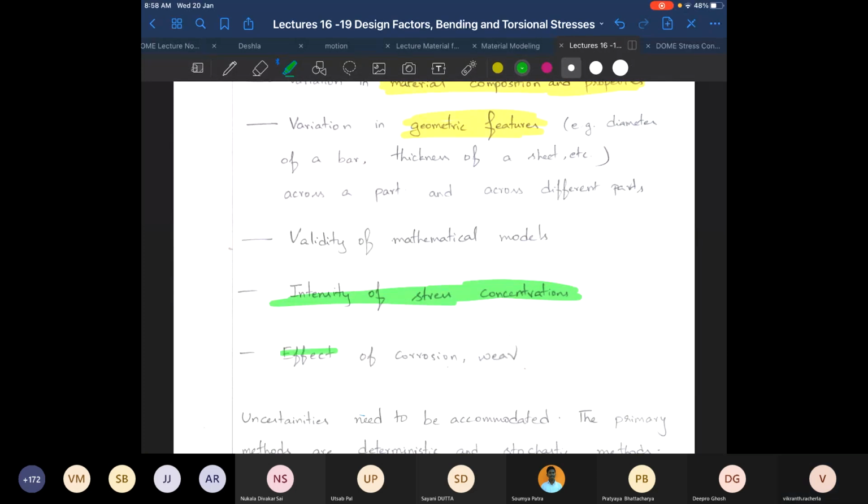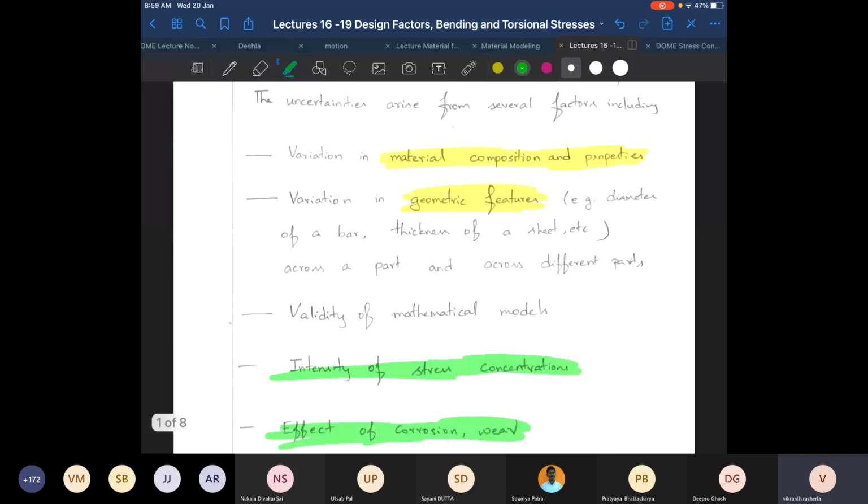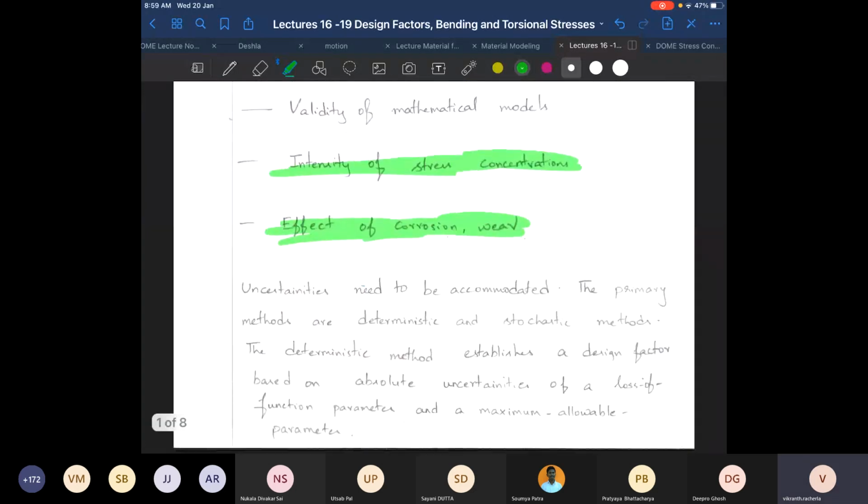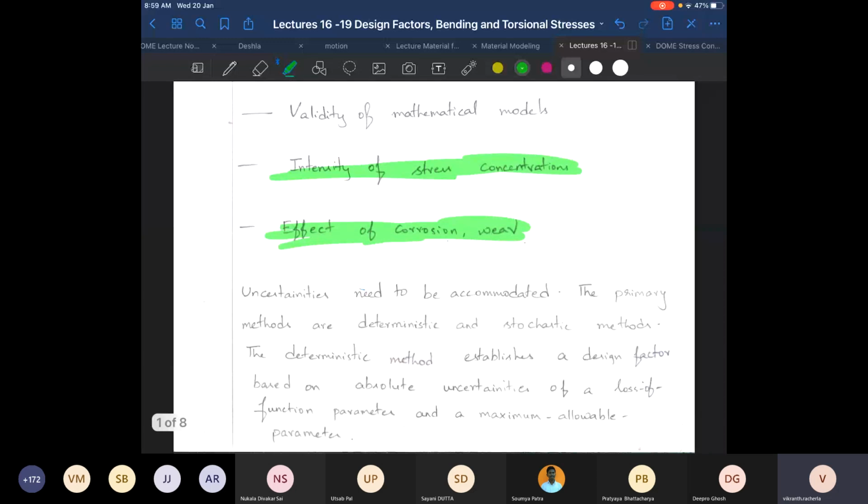And then over a period of time all components undergo corrosion and wear. And what do these two things do generally? They reduce the amount of material which is carrying the load, thereby increasing the level of the stress. So this is right. And one thing I haven't said over here is you can also have an uncertainty in terms of the loading.